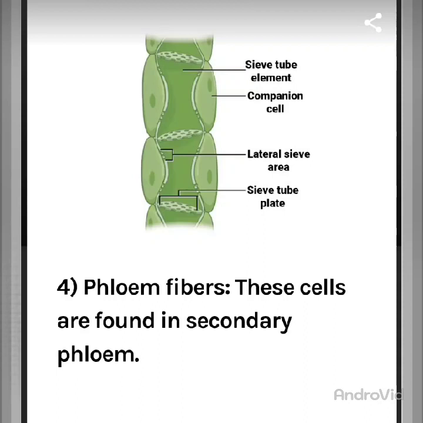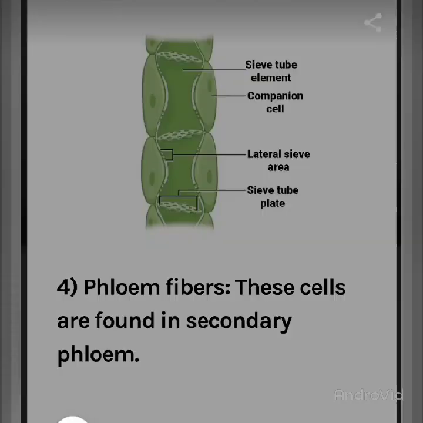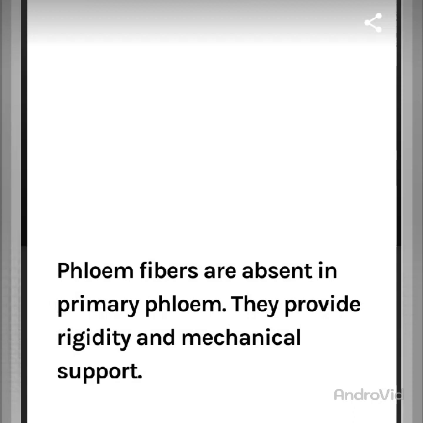Now the fourth type, phloem fibers. These cells are found in secondary phloem. Here you can see the phloem fiber. But these are absent in primary phloem. So in the higher classes you will see the phloem types, that the phloem is also of two types, primary phloem and secondary phloem. Just remember this point, that the phloem fibers are absent in primary phloem. They provide rigidity and mechanical support.